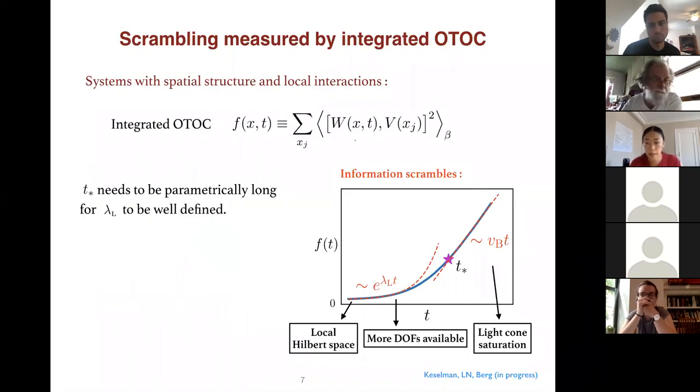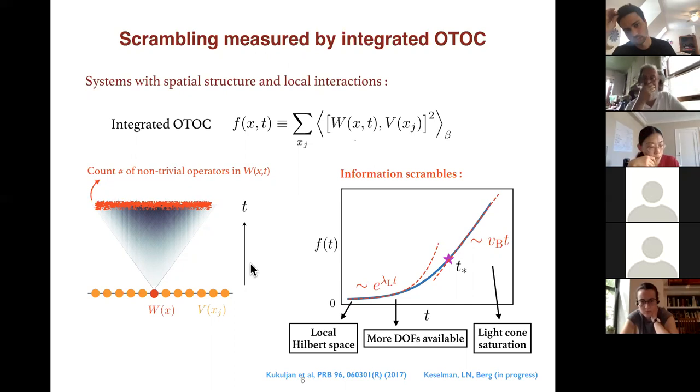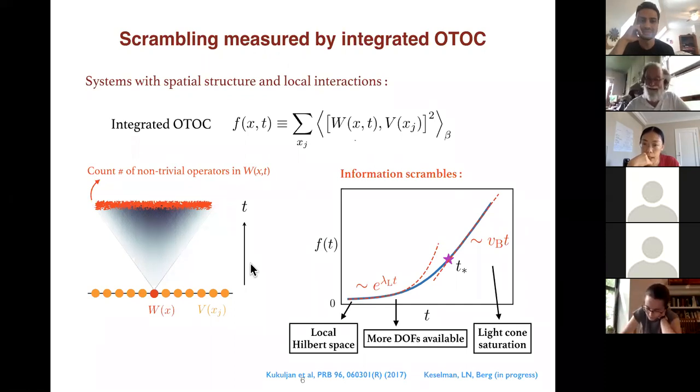Can I follow that up? Sure. Is there a way of tuning the butterfly velocity? Yes, there is. I will mention it later. Because if there is, then you could take some sort of a continuum limit where you set the lattice spacing to zero while setting the butterfly velocity to make some continuum speed of light finite. Right, but then what is the local Hilbert space dimension in that case when you take the continuum limit? It's infinite.